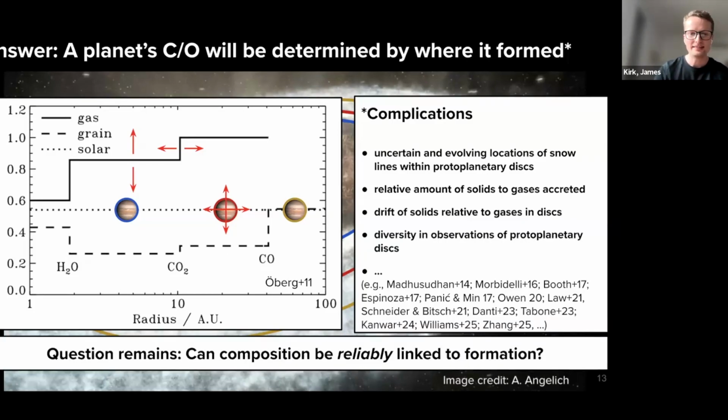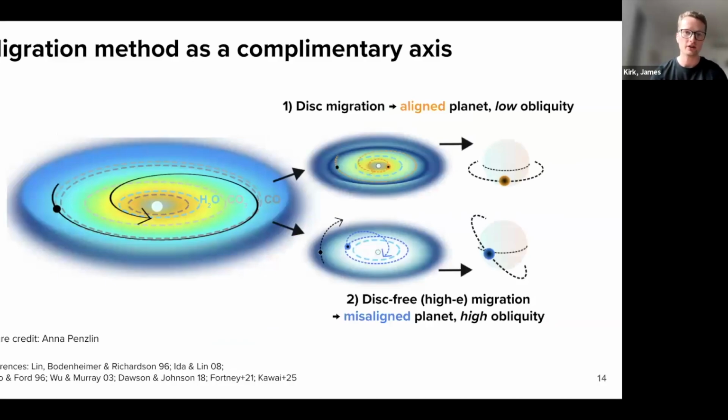Therefore, this question remains: can composition be reliably linked to formation? And to address this, we introduced the migration method as a complementary diagnostic axis. If you look at this schematic on the left-hand side, we're seeing a gas giant planet, the black circle, that's forming in the outer regions of a protoplanetary disk beyond various snow lines before it migrates inwards to become a hot Jupiter.